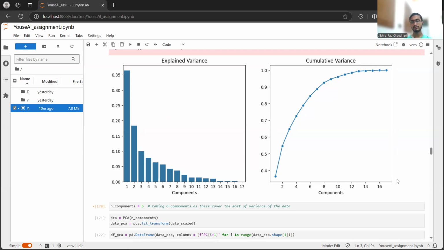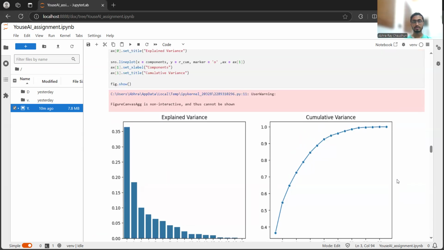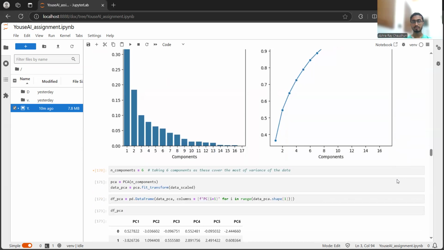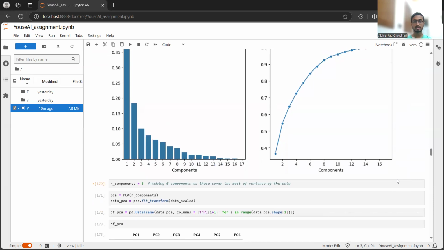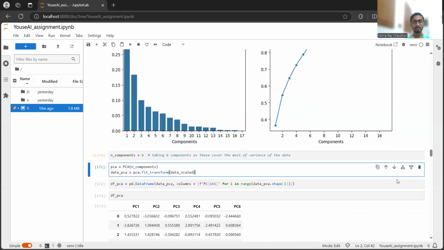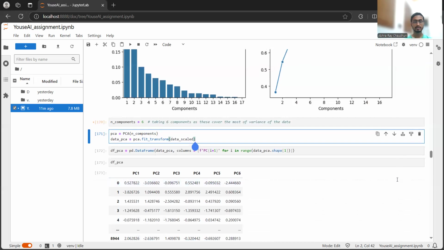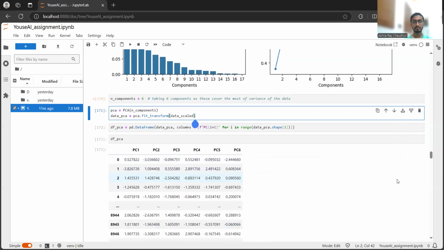Actually, in the data set, there are 17 useful columns. From there, we are making the dimension reduction. We can use 6 components, which will have most of the variance of the data. So we take n components as 6 and we perform the PCA. So here there are 6 principal components.